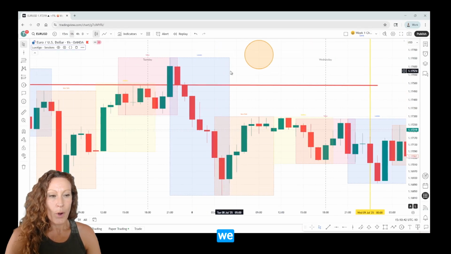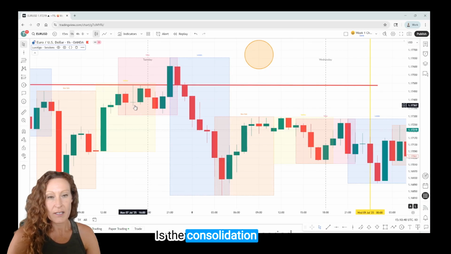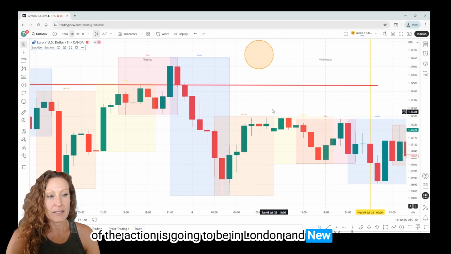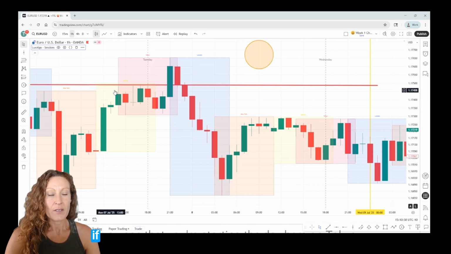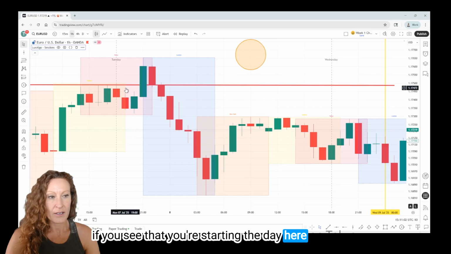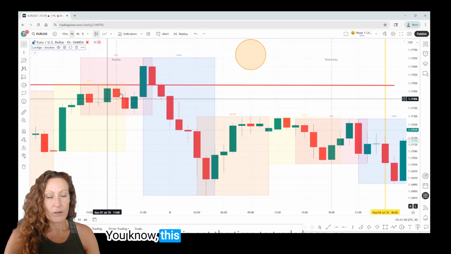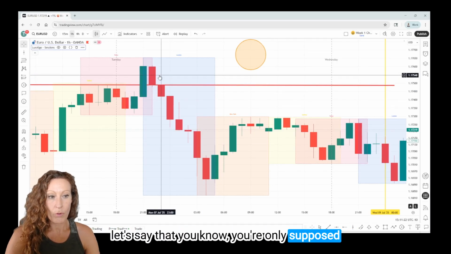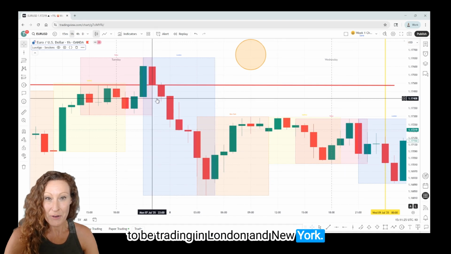Now, we know that Tokyo is the consolidation period. You don't really ever want to trade Tokyo. Most of the action is going to be in London and New York, okay? So if you see that you're starting the day here on Tokyo, you know this is not the time to trade, because you're only supposed to be trading in London and New York, okay?